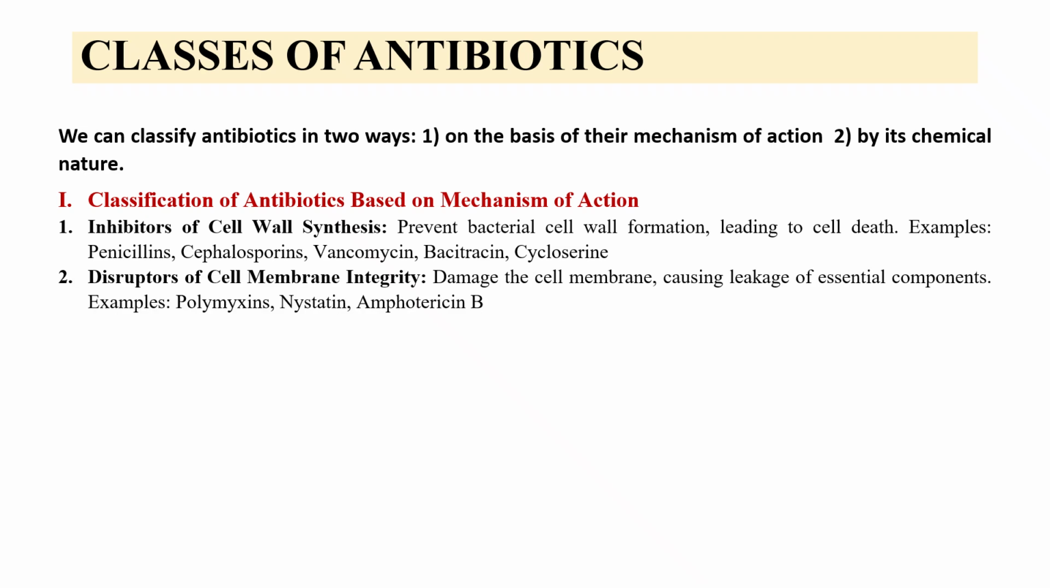The second group is disruptors of cell membrane integrity. Just like the cell wall, the cell membrane is of utmost importance. Any substance which can disintegrate the cell membrane can actually cause damage to the cell. This can lead to leakage of essential components from inside the cell, and examples are polymyxin, nystatin, amphotericin B.